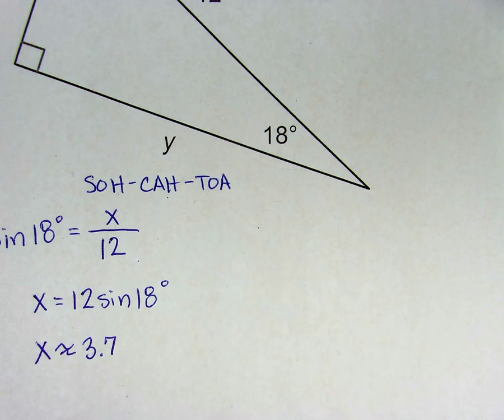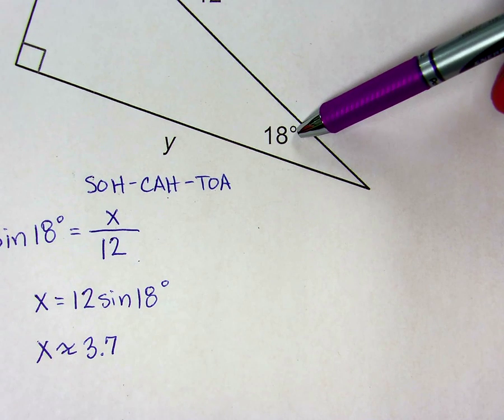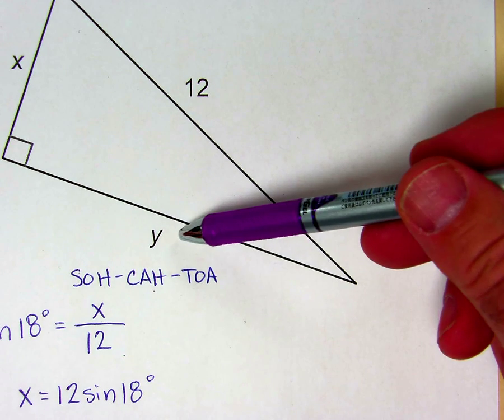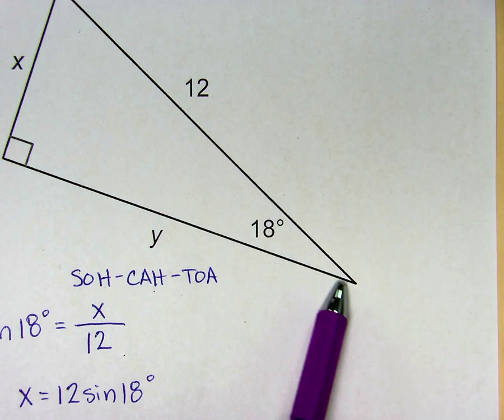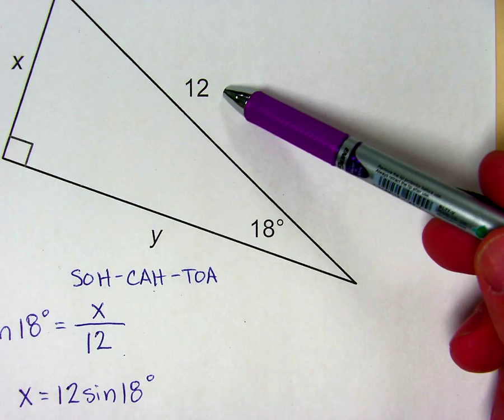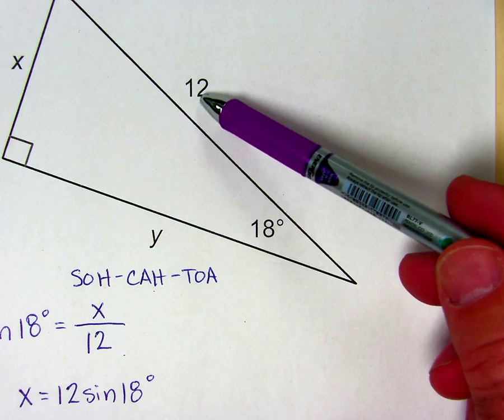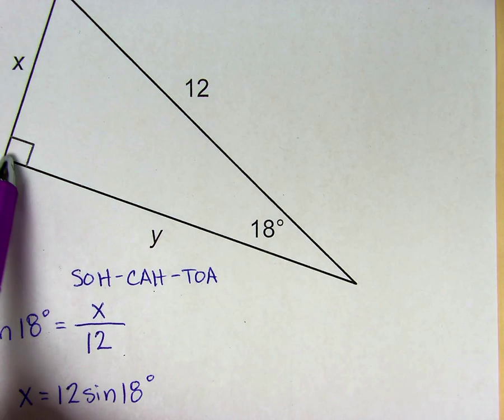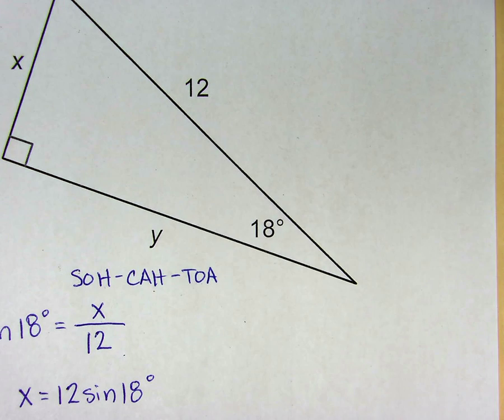Now, let's suppose we want to find y. Well, related to this 18-degree angle, y would be the adjacent leg. You can say, well, why isn't 12 the adjacent leg? Well, remember, 12 is the hypotenuse. So the adjacent, or next to, leg is y. 12 is still the hypotenuse.